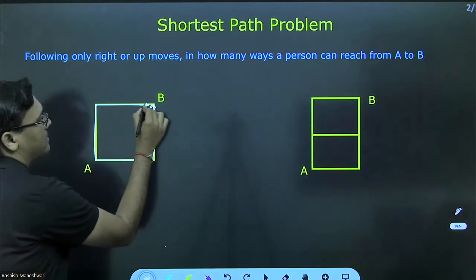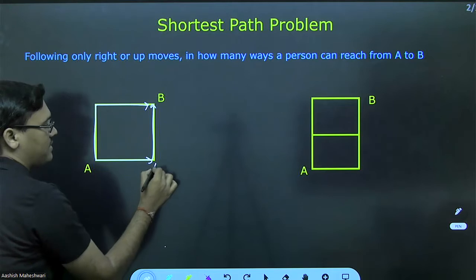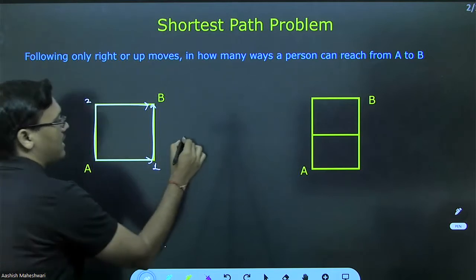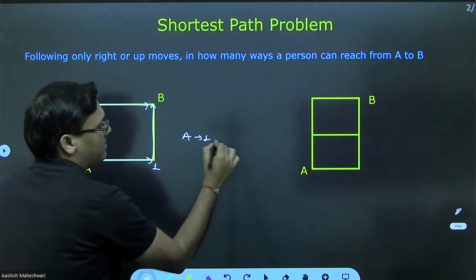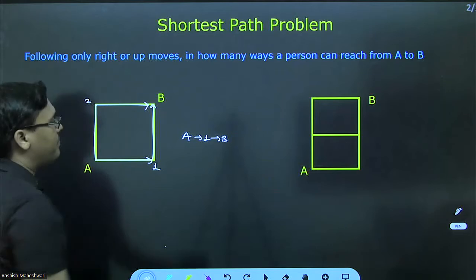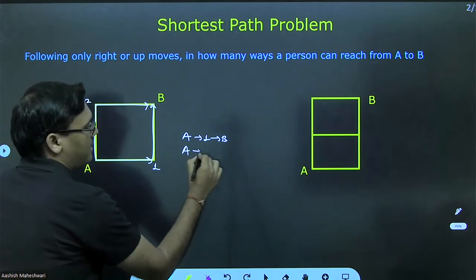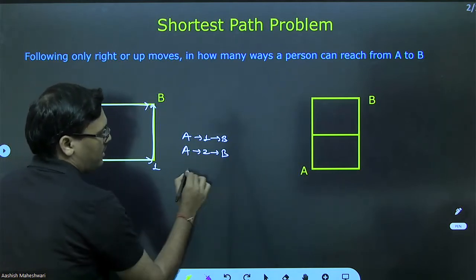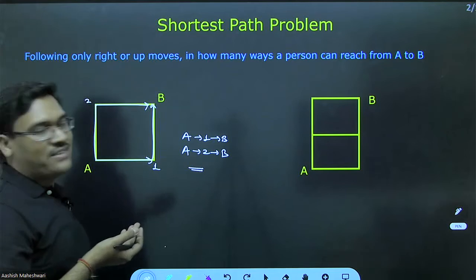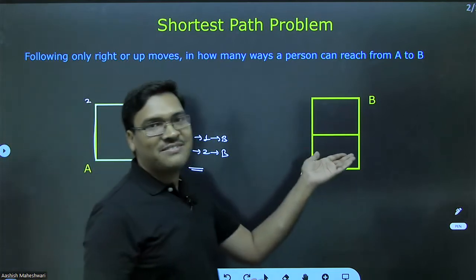If I say this is 1 and this is 2, one way is A, 1, B, and the second is A, 2, B. Now you must be thinking, what is so exciting about this? Now let's talk about the next case.